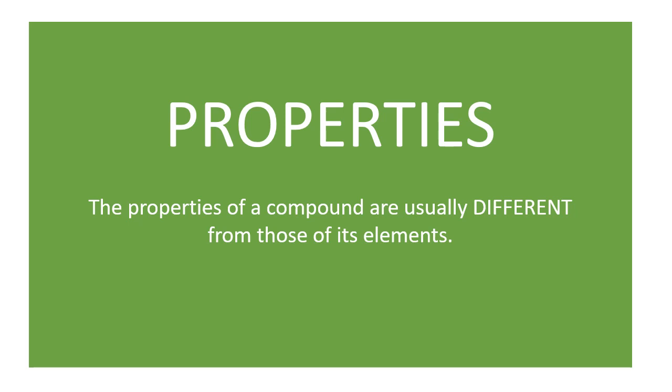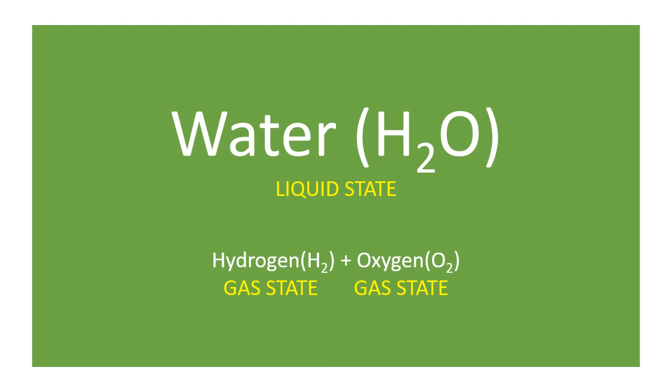The properties of a compound are usually different from those of its constituent elements. The word different in its property will define what a compound is. Let us consider water. Water is a compound and it is liquid in room temperature, while hydrogen and oxygen are gases. They have different physical properties.